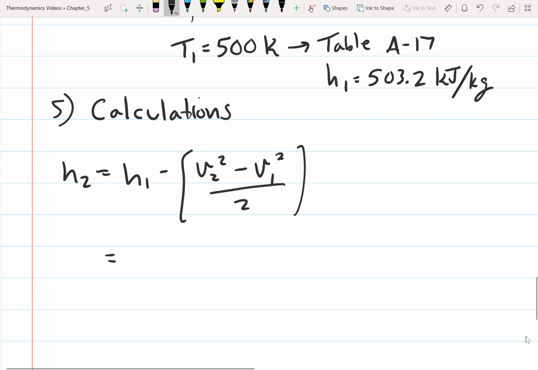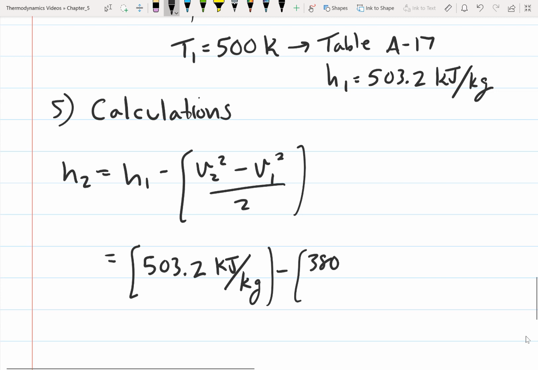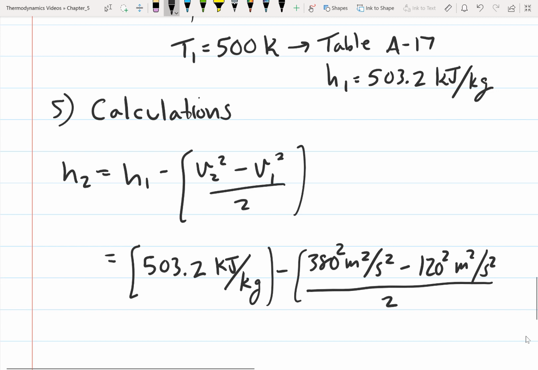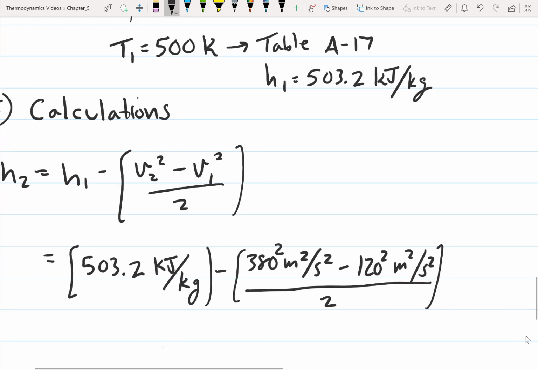And this is equal to 503.2 kilojoules per kilogram minus, and then we have 380 meters, and remember to square this, so meters squared per second squared, minus 120 squared meters squared per second squared, and this is over 2. And then it looks like we have some screwy units. We have kilojoules per kilogram and meters squared per second squared.